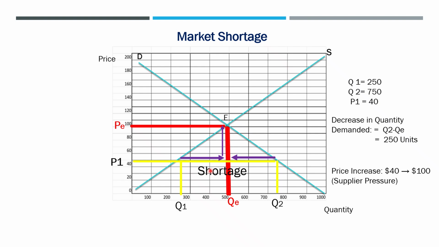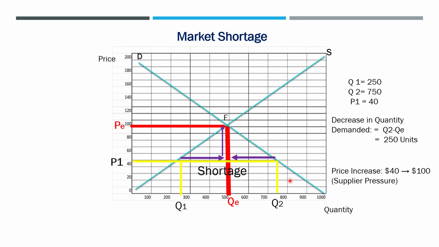Under these market conditions, suppliers are not satisfied with the current low price, so they are willing to supply only a small quantity. At the same time, demanders are willing to purchase a large quantity because the price is low. In general, suppliers prefer higher prices while demanders prefer lower prices. In this situation, there is an upward pressure on the price from suppliers.